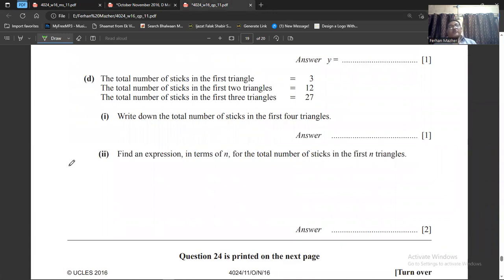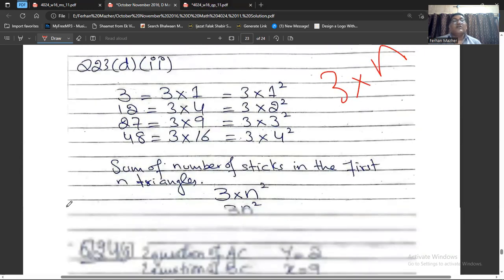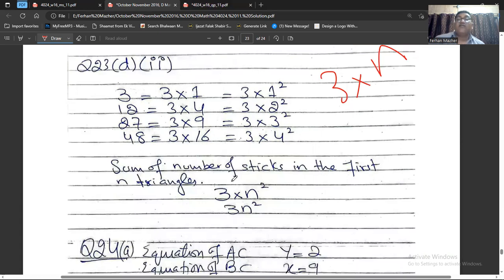Okay, question number 23, D part, second portion. Find an expression in terms of n for the total number of sticks in the first n triangles. So I try to find out the pattern here. This is 3, so that is 3 into 1. 12 is 3 into 4. 27 is 3 into 9. 48 is 3 into 16. So 3 into 1 square, 3 into 2 square, 3 into 3 square, 3 into 4 square. So the nth term will be 3 into n square. So the sum of the number of sticks in the first n triangles will be 3n square.